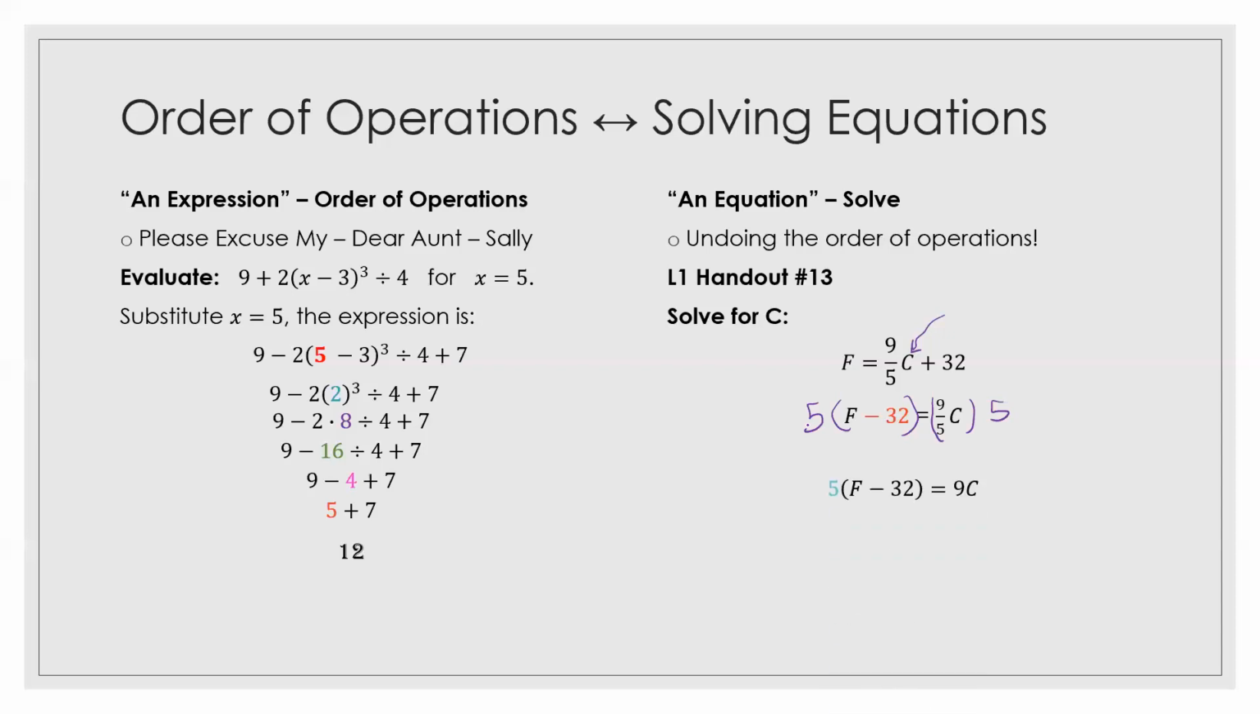And you will get 5 times (F minus 32) is equal to 9 multiplied to C, right? That's what it means. 9C means 9 multiplying C. And I said multiplying, so the inverse of multiplication is division. So I'm going to divide both sides by 9, which gives me C is equal to 5 over 9 times (F minus 32). And that's how you isolate a variable.